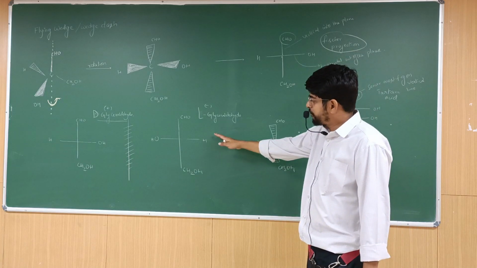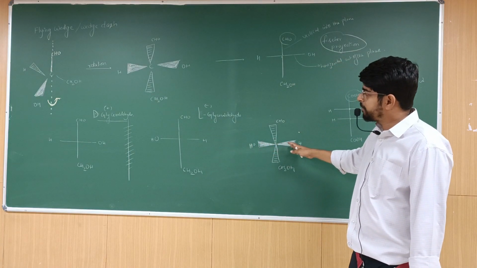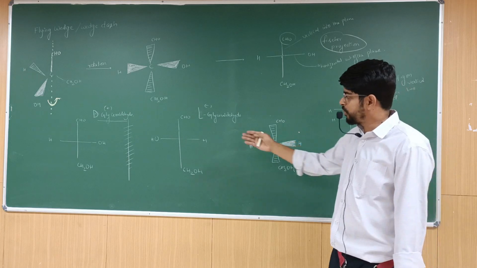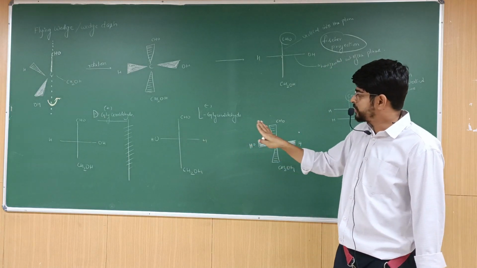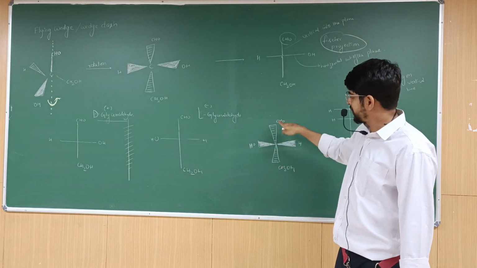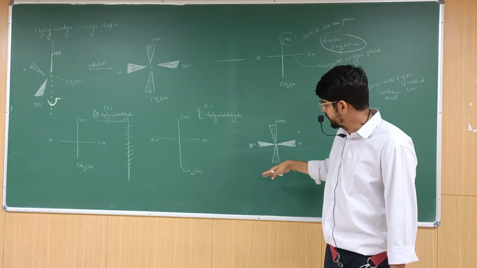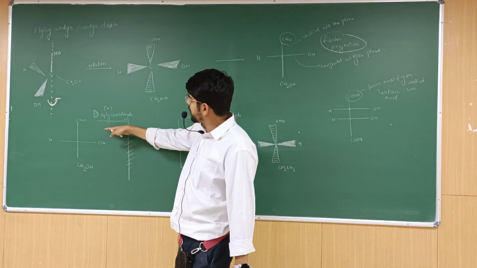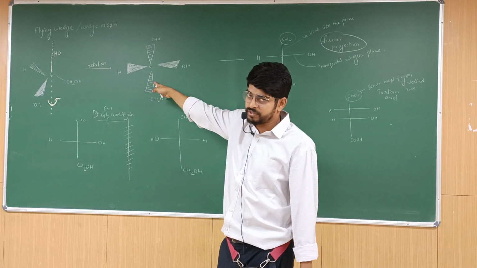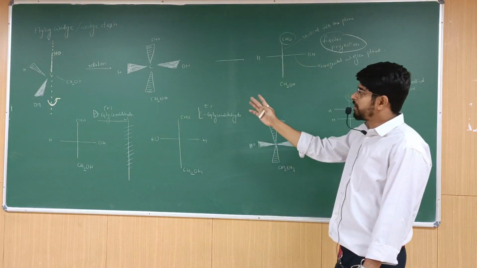So the wedge representation of L is going to be like this. You have to imagine now. OH is outside, H is outside, CHO is inside by a dash line, CH2OH is inside by a dash line. The wedge representation of D-glyceraldehyde we have already written. This is the wedge representation. Like this, these two are different representations.